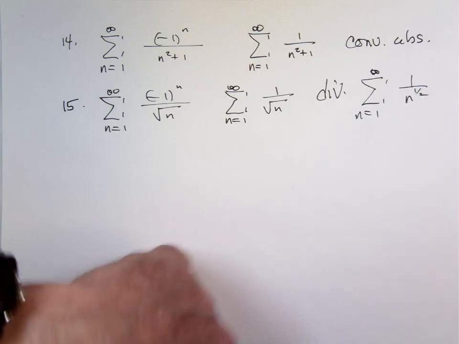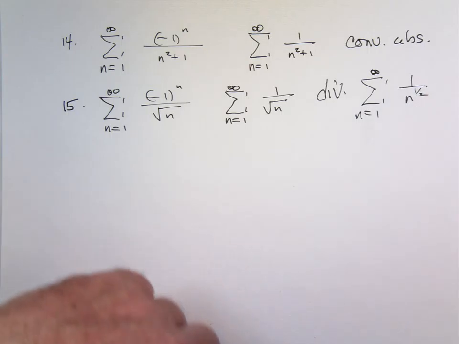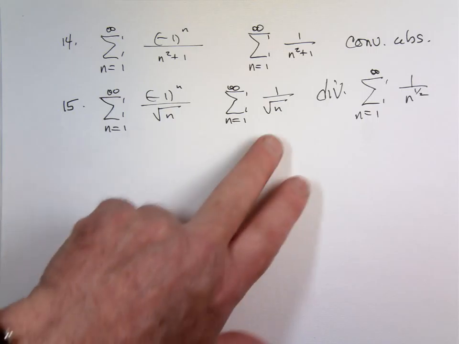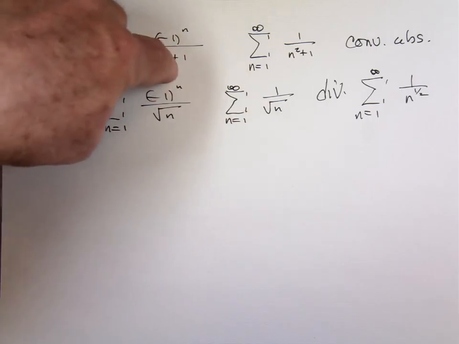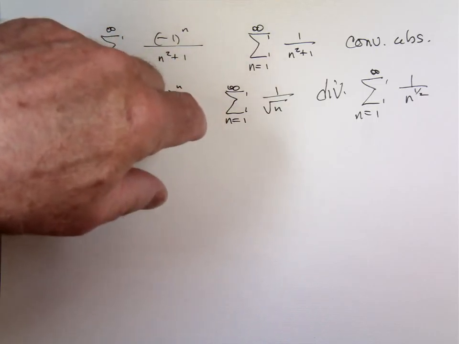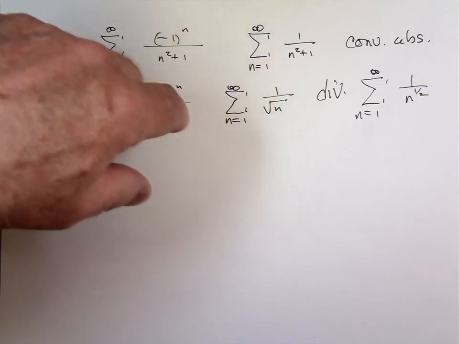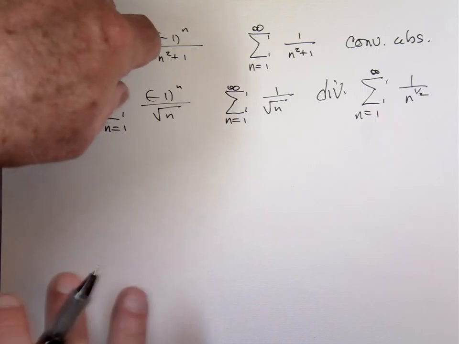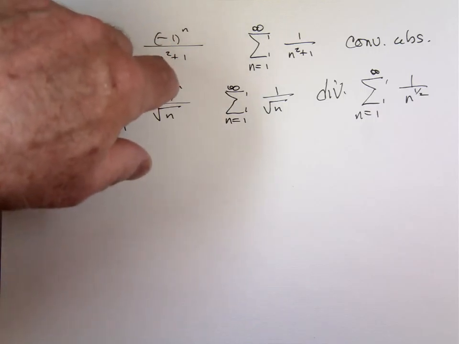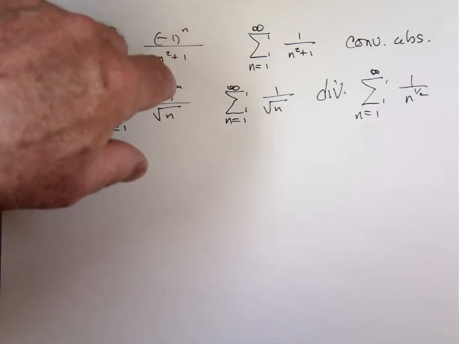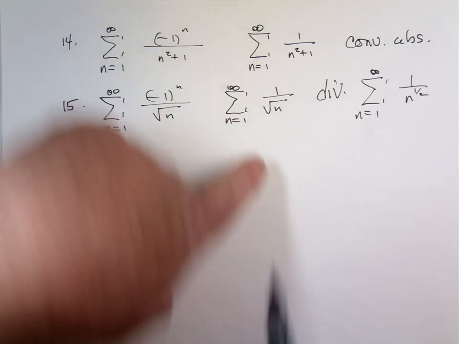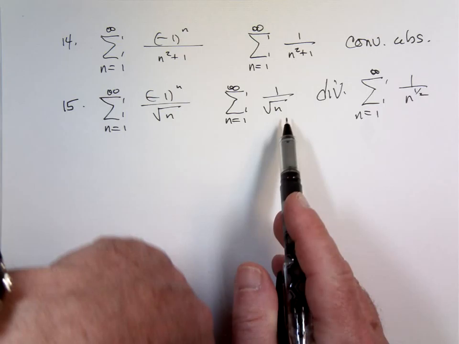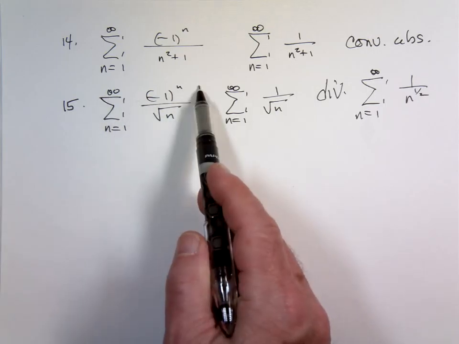Not good enough. Why do you ignore the negative 1 part? Because that negative 1 to the n causes it to alternate. Positive 1, negative 1, positive 1, negative 1. It's what makes this alternating. But in order to determine what kind of convergence or divergence we actually have, you ignore that and look at its positive series first.